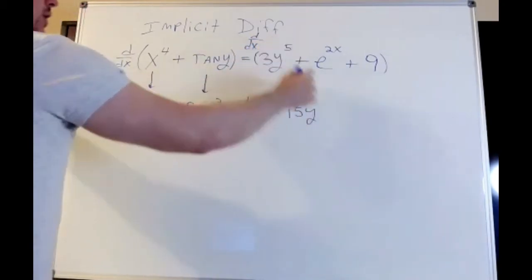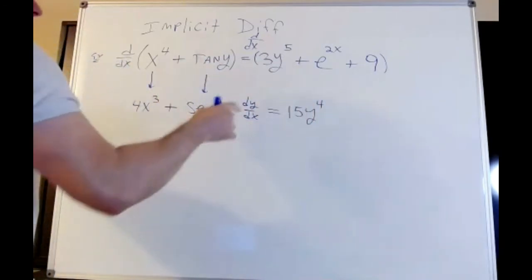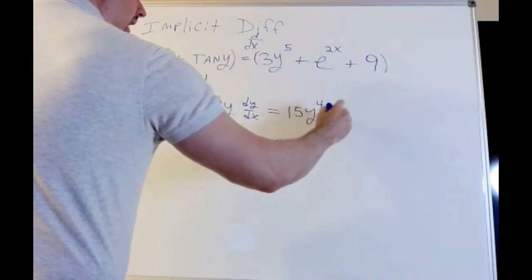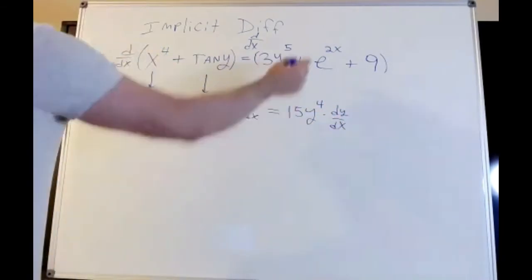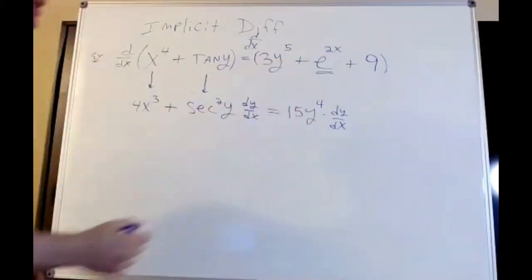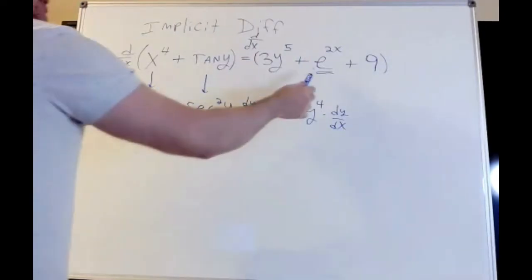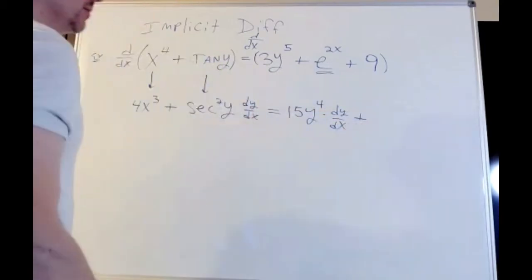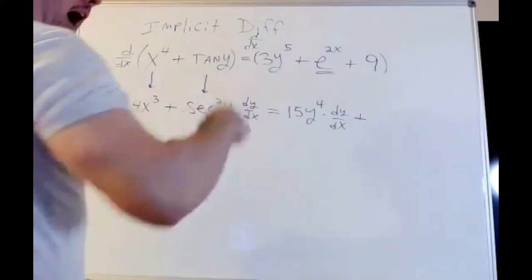Subtract 1 from the power, it becomes 4. Then, since you have a y, you have to put dy dx here. Now the derivative of e to the 2x. Oh my God, chain rule. This is e to the u. So the derivative of e to the u is e to the u times du, right?